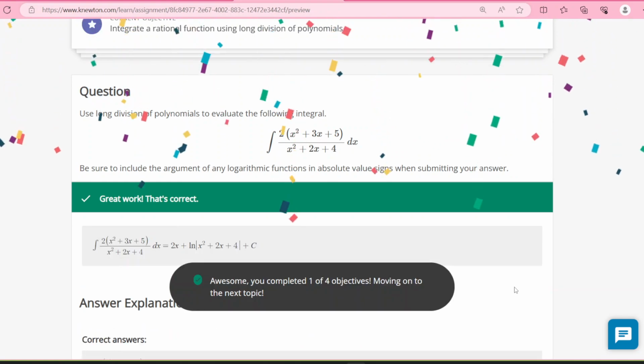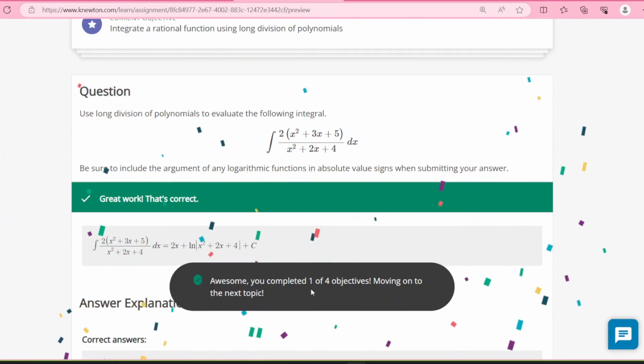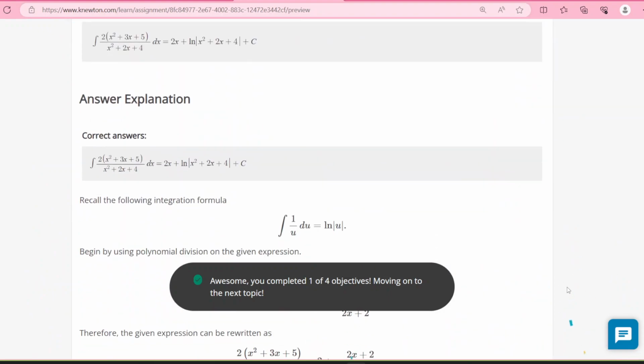Yay, confetti coming down. All right. So first objective's done. All right, so next topic.